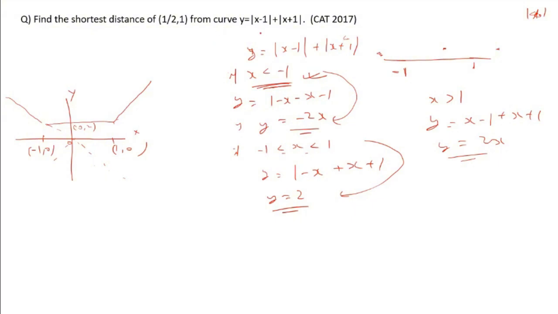So this is the graph essentially. So you basically took critical points and then you plotted for each of the ranges and made the graph. Okay. Find the shortest distance of the point 0.5, 1.